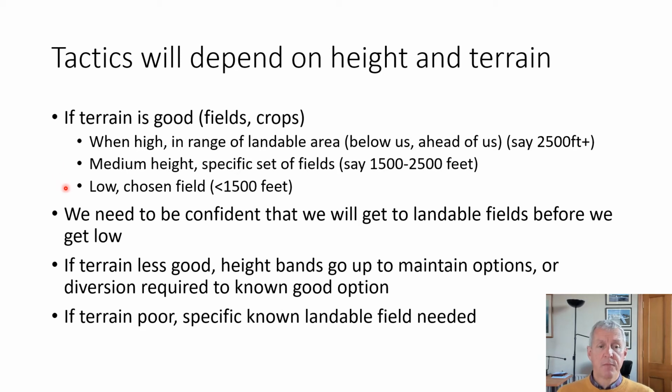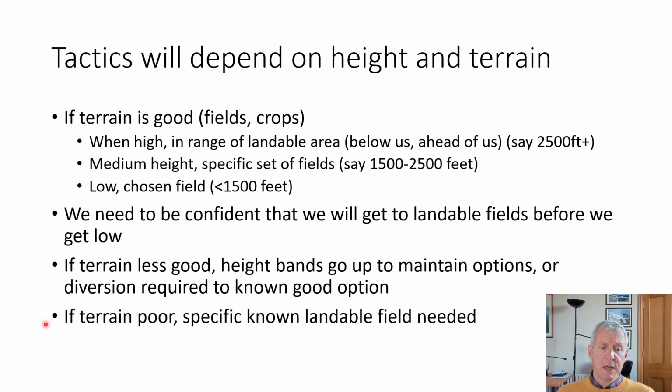And then lower, we need to have a specific field that we can land in, below 1,500 feet or so. Because if I'm low, I can't go very far to find a new one. If the terrain is less good, those height bands can go up, so we maintain the safety of those options. Or, if I'm not confident about that, we need to be able to divert to a known good option, somewhere that we know to be landable, an airfield perhaps.